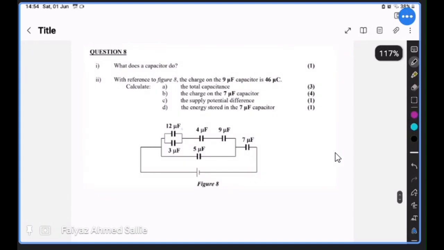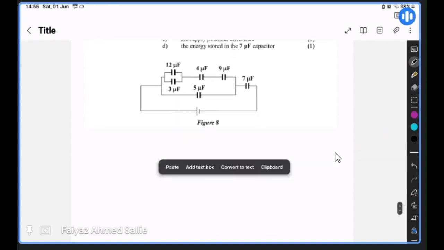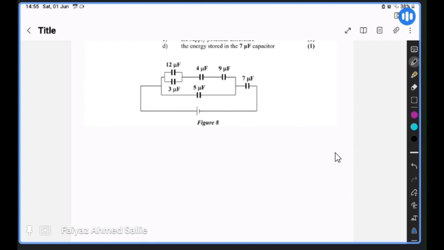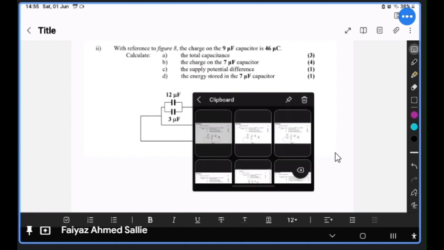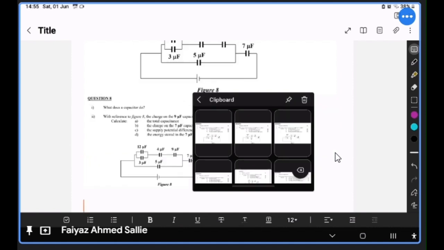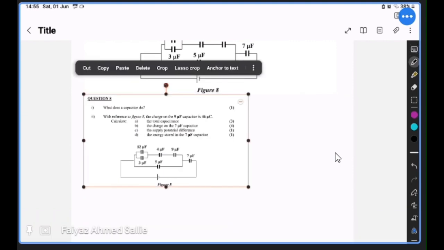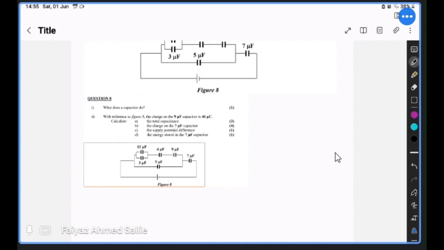So like I said, the capacitors are similar to resistors, but the only difference is that you're going to see that... wait, let me just keep this thing here. I just want to make this a bit bigger.